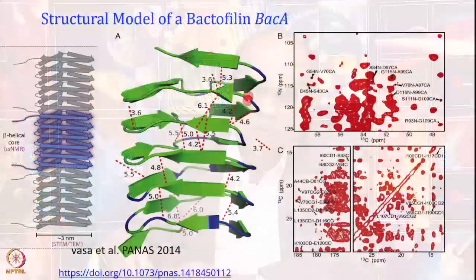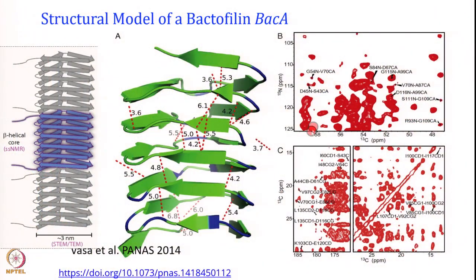So with this I am going to stop here today. In the next class we will look at how we are going to use this structural information to get the de novo structure of these difficult protein systems, whether they are amyloid fibrils or membrane proteins in their native setting.